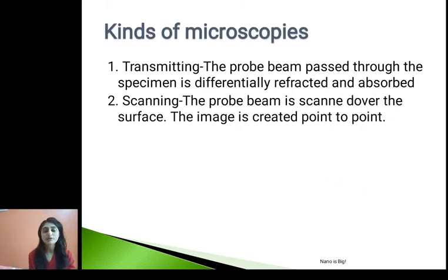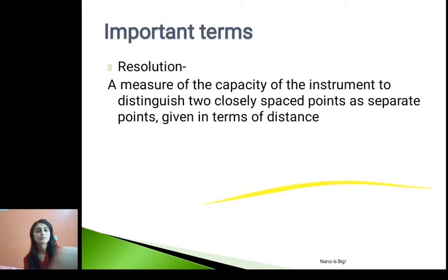Now, kinds of microscopies. When we talk about microscopies, we talk about two: one is transmitting, the second is scanning. In transmitting, the probe beam passed through the specimen is differentially refracted and absorbed, while in scanning, the probe beam is scanned over the surface and the image is created point to point.